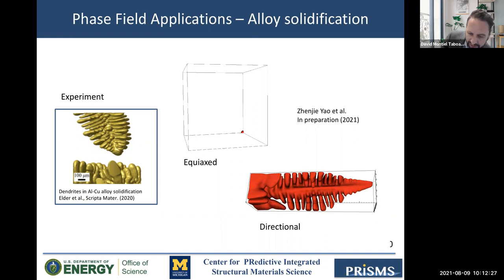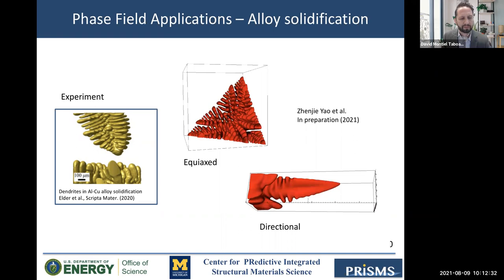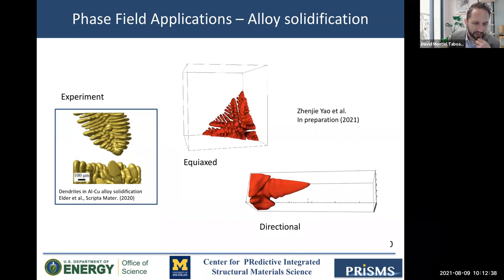And then the simulation in the box is the dendritic, sorry, it's equiaxed, which has happened at constant uniform temperature. And the one below is directional, which happens when you have a temperature gradient and constant cooling.